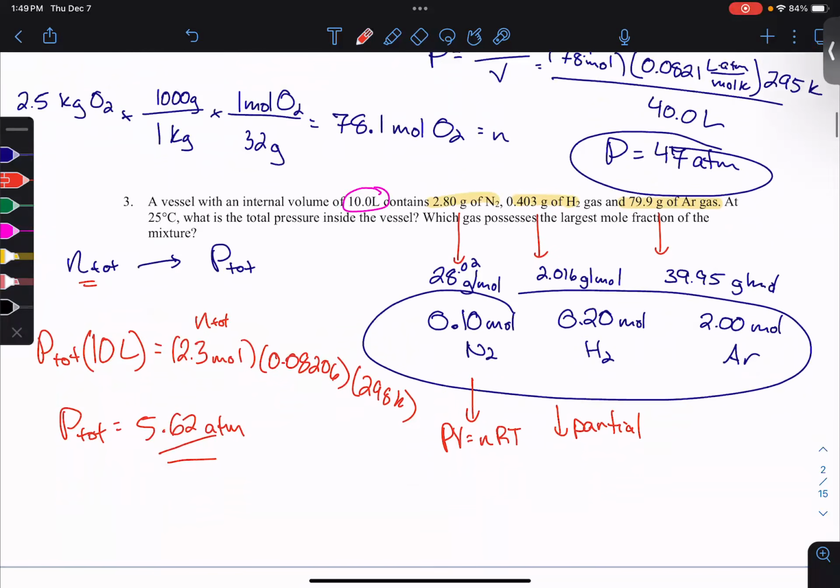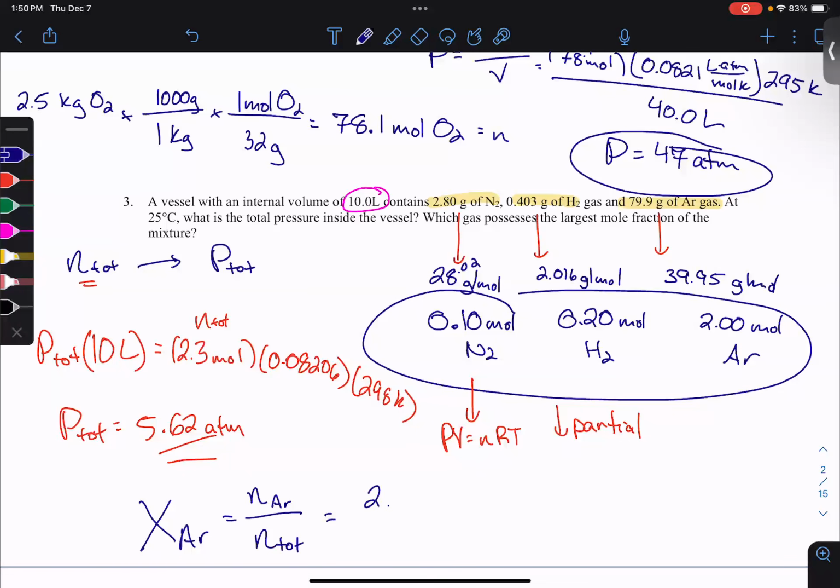So let's actually go ahead and calculate the mole fraction of argon. If I wanted to calculate the mole fraction of argon gas present in this container, just think about what is in your container. You have 0.1 moles of nitrogen, 0.2 moles of hydrogen, 2 moles of argon. And so to get mole fraction, you take the mole amount of the substance that you're focusing on and divide by the total moles of stuff that's there. You can calculate mole fraction for any one of these gases, but I just want to do argon so we can see that it is present in the largest quantity.